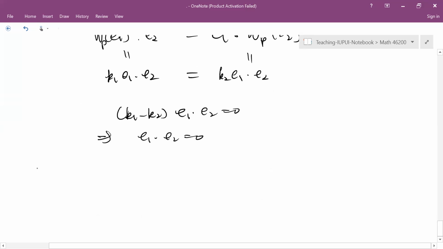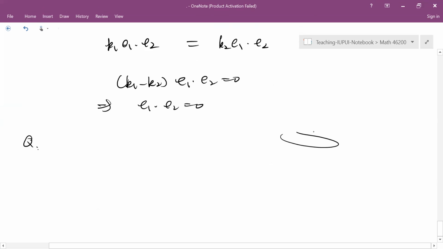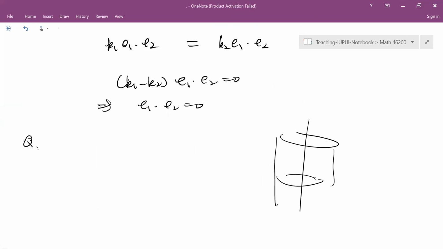Okay, let's take a look at the following example. This is a cylinder. We can also study a little bit more general surface of revolution. Let's take a look at the cylinder.